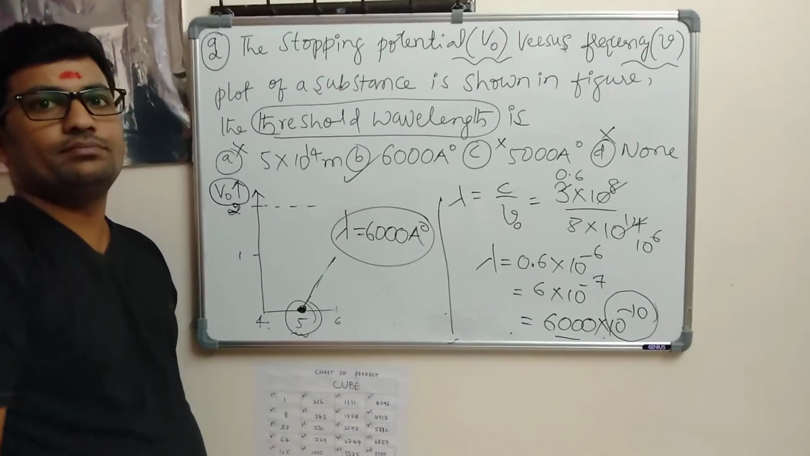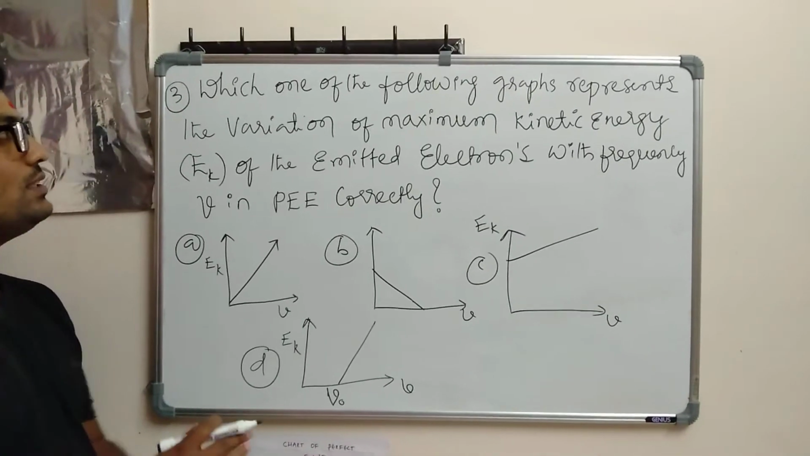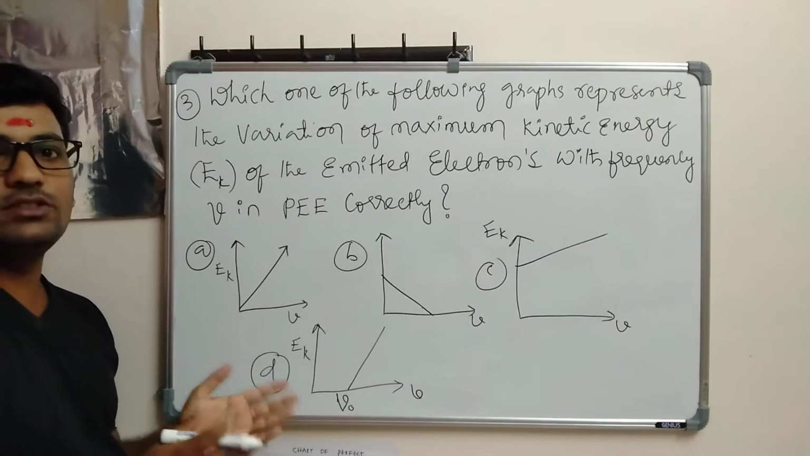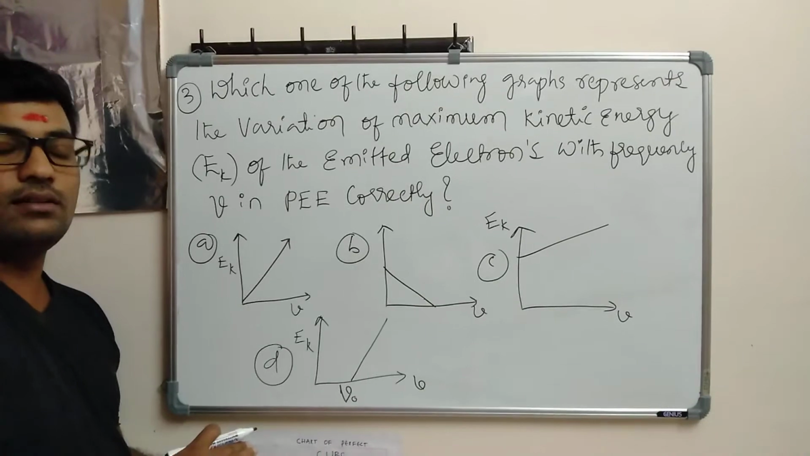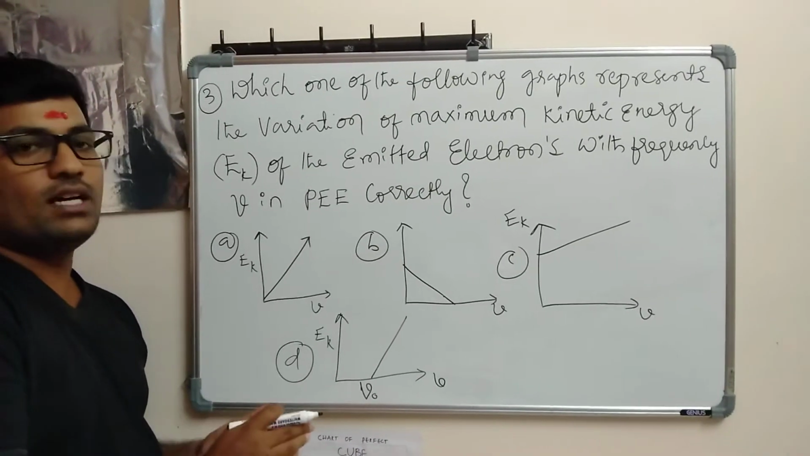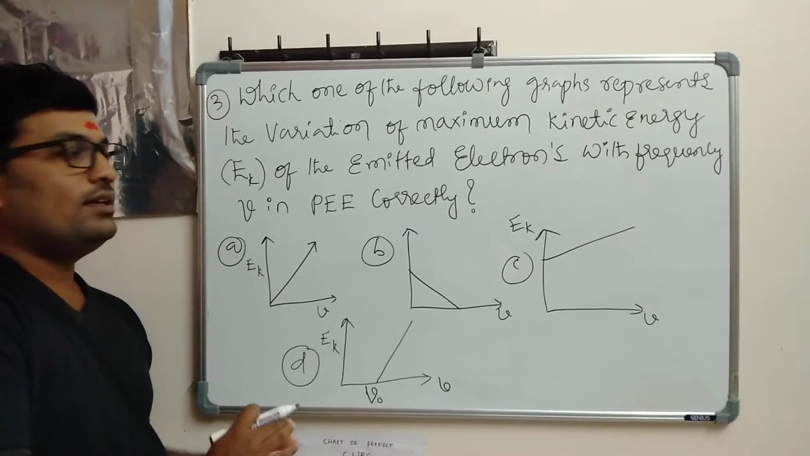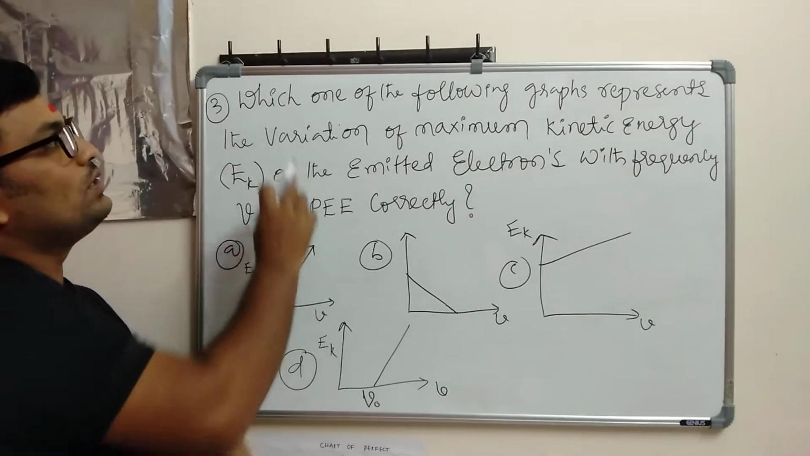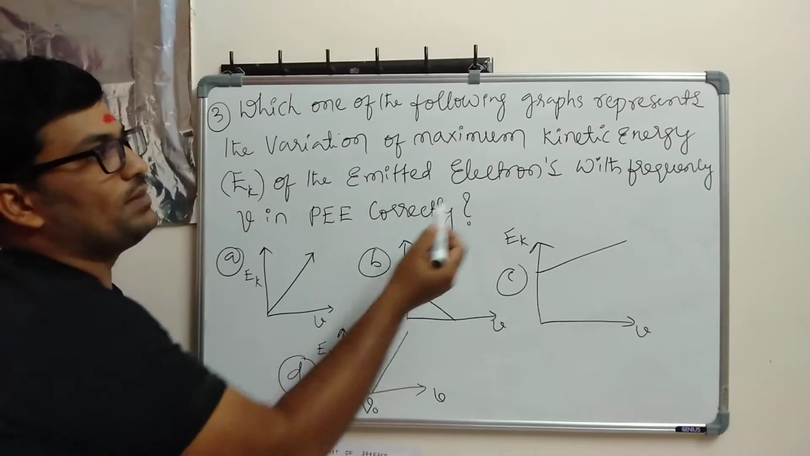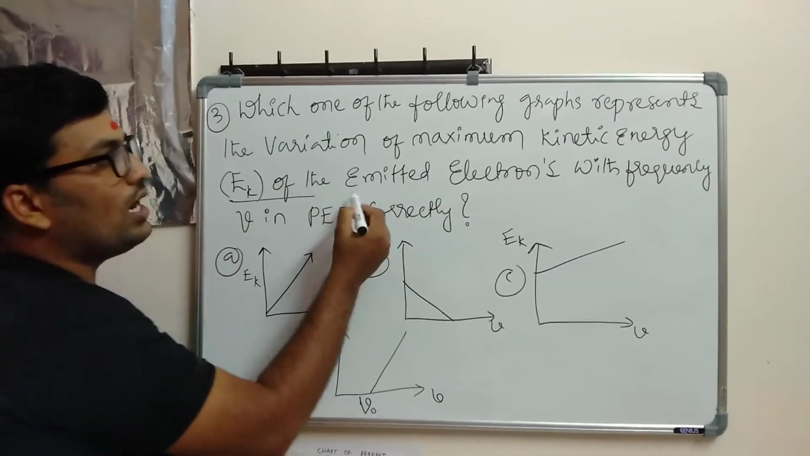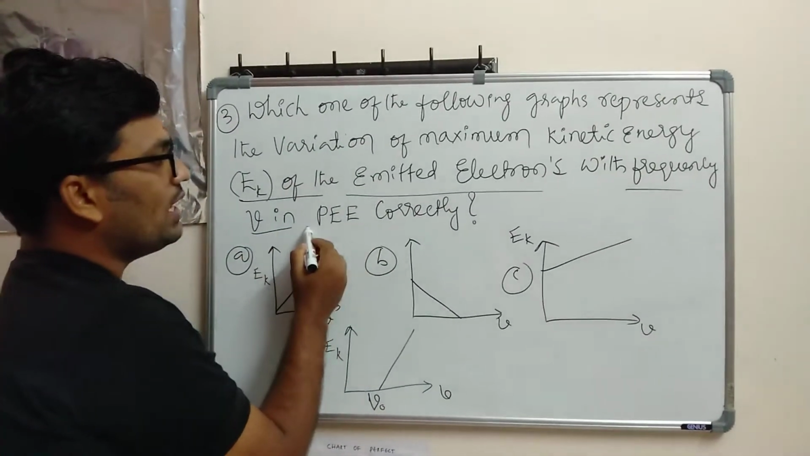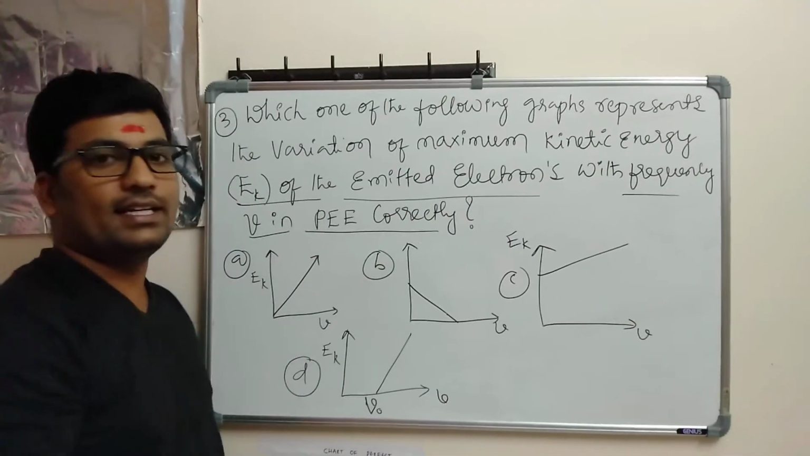Next question. Okay, what is the next question? The next question is also based on a graph, but this graph is not like the previous question which we analyzed from the graph. So this is the graph, and we have to be very careful. See what the question is: which one of the following graphs represents the variation of maximum kinetic energy of emitted electrons with the frequency nu and the photoelectric current correctly?